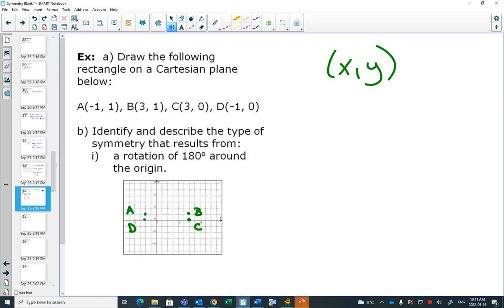And if we have those and connect them, do you see that that makes a rectangle? A, B, C, D. Now, do you know what this word means? The origin. The 0, 0 point. So right here is the origin. I'm going to draw crosshairs right there.